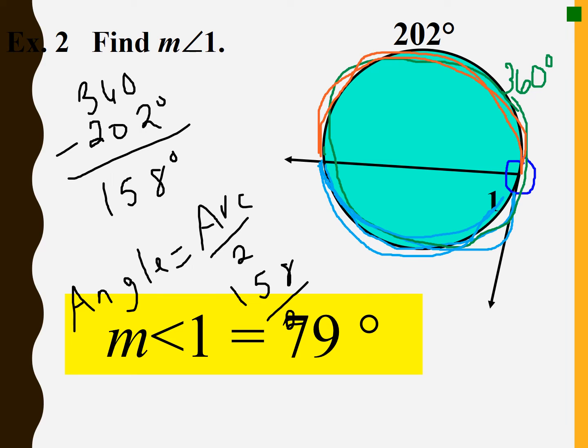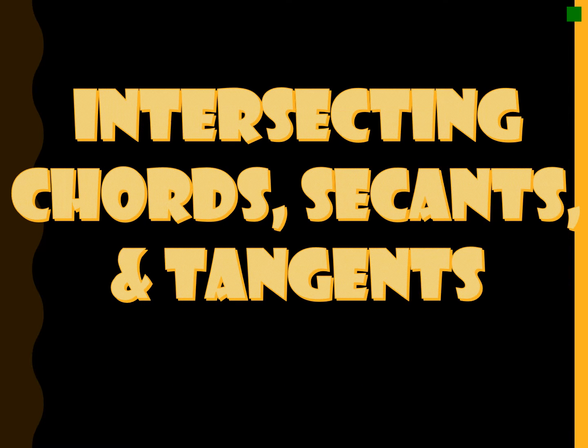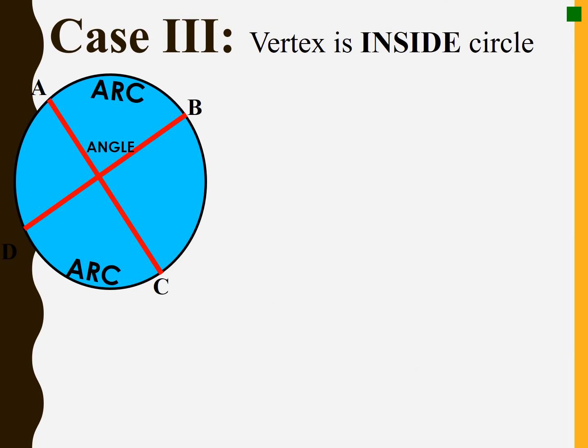So that's our quick review. Now we're going to go on to the new information. So we're going to review intersecting chords, secants, and tangents. First off is vertex inside the circle.